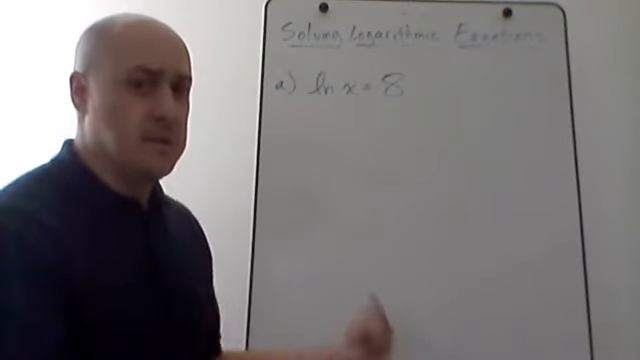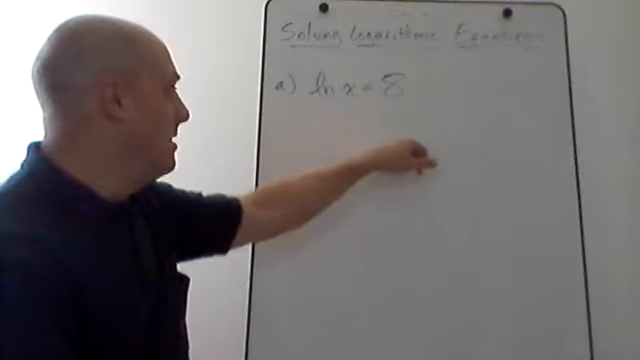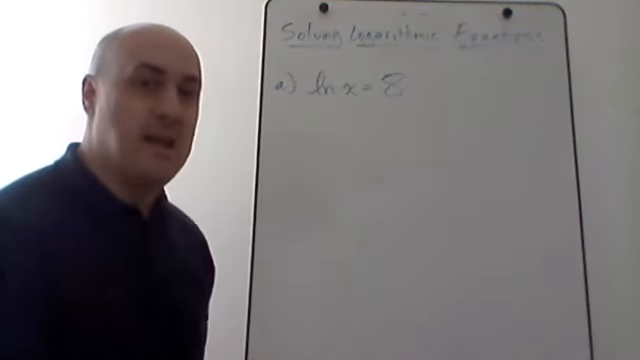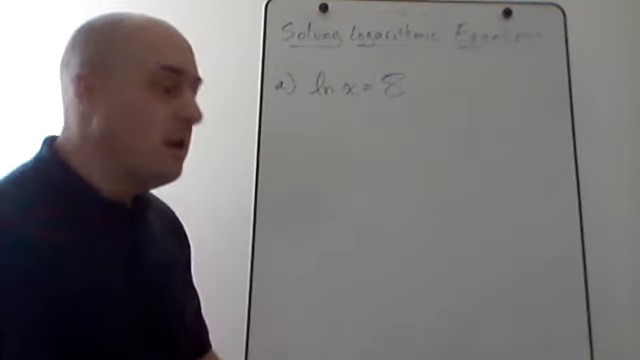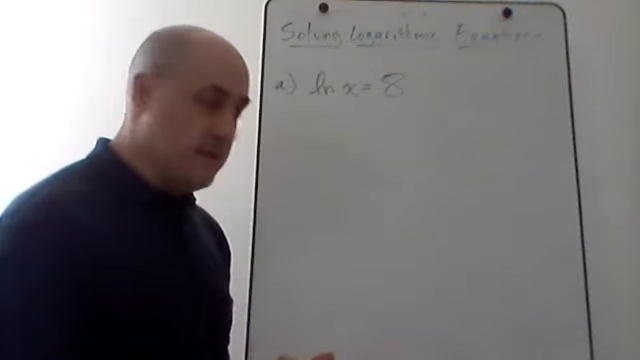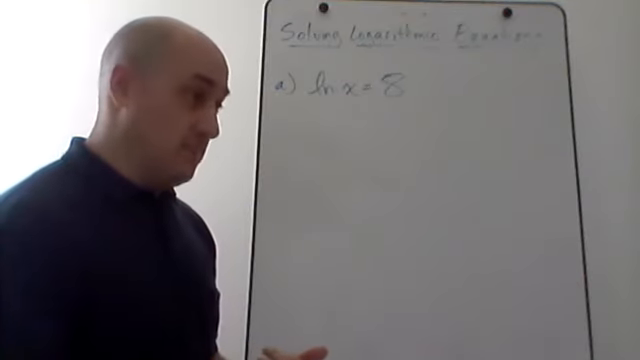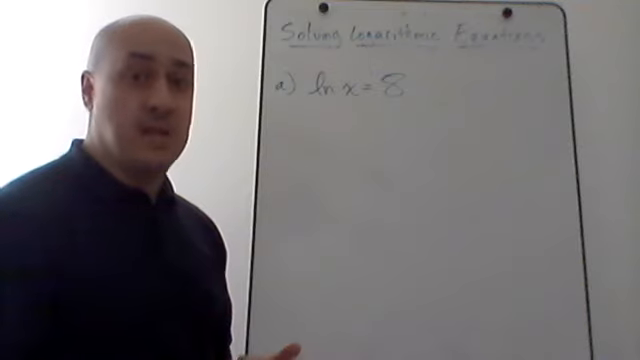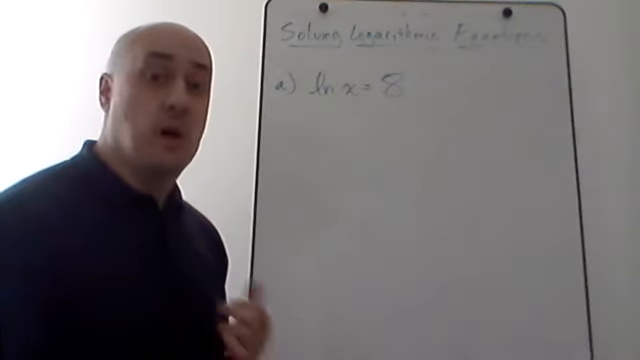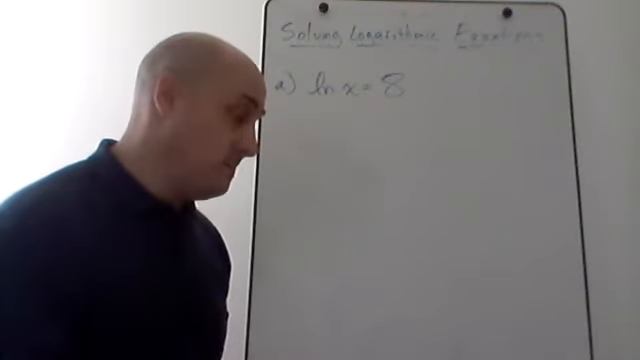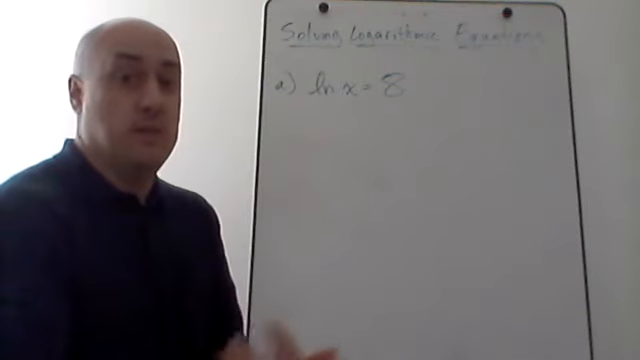All right, I decided to just put one up at a time here. So the first one, ln of x equals 8, and we want to solve that equation for x. Just like I talked about in the videos on solving exponential equations, the first thing you want to do is identify what type of equation you have so that you know which methods to use to solve it. If you have a linear equation, you do one thing to solve the equation.